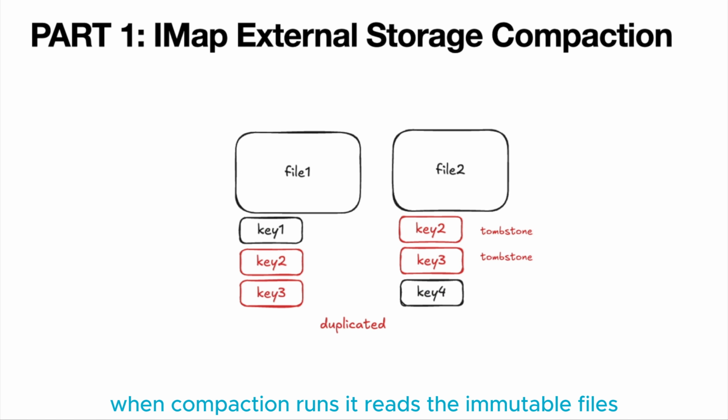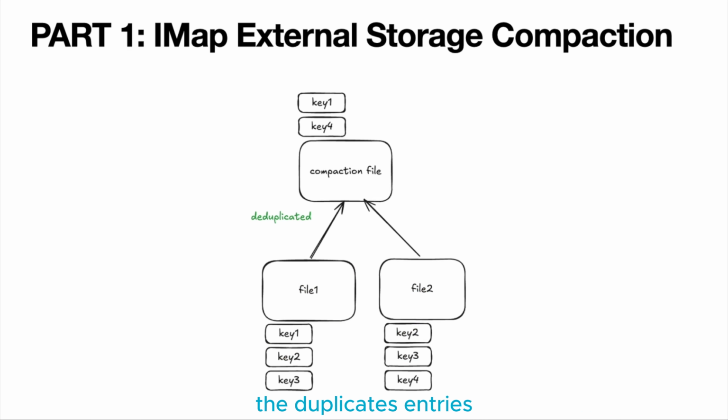When compaction runs, it reads the immutable files, deduplicates entries, keeping only the latest value for each key, writes the merged result to a new single file, automatically replaces the old immutable files with the compacted file. This is similar in spirit to how LSM tree compaction works in databases like RocksDB, if you're familiar with that concept.